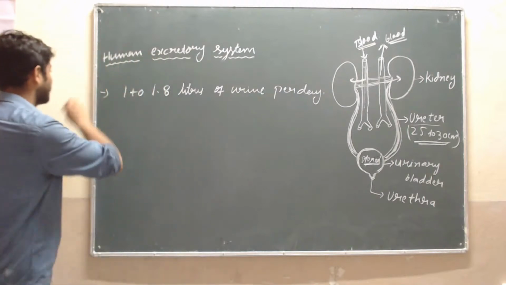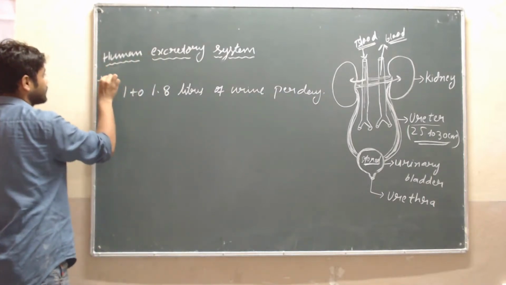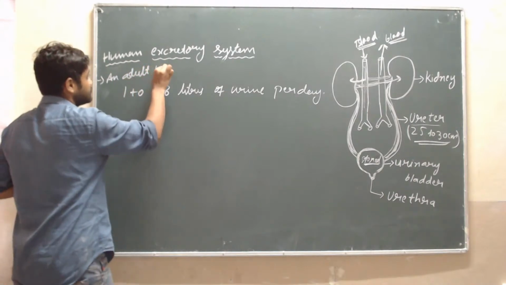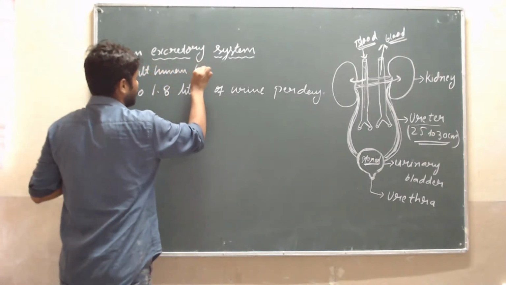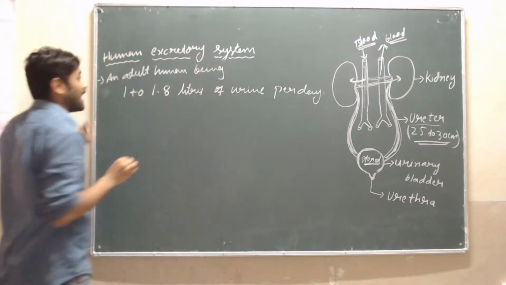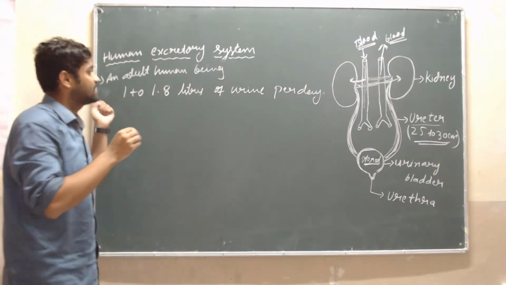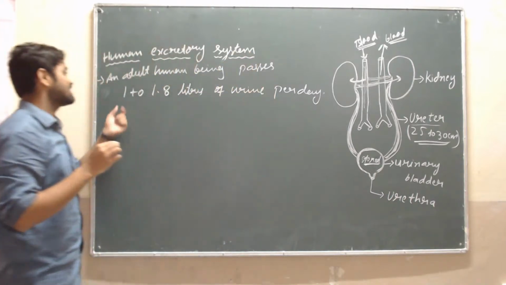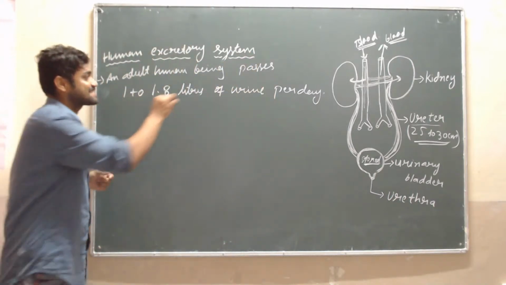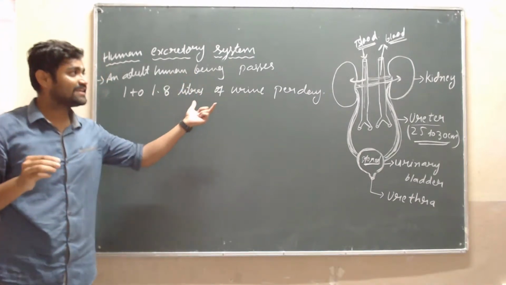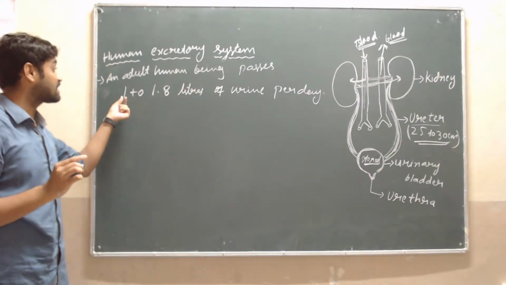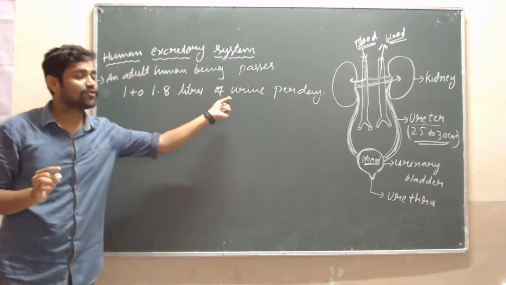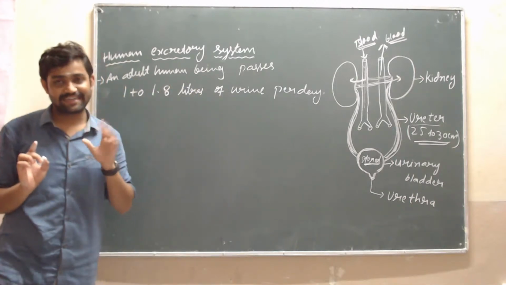An adult human being passes 1 to 1.8 liters of urine per day. ಒಂದು ದಿನಕ್ಕೆ ಏನು ಮಾಡ್ತಾನ್ರಿ 1 ಲೀಟರ್ ನಿಂದ 1.8 ಲೀಟರ್ ತನ ಯೂರಿನ್ ಪಾಸ್ ಮಾಡ್ತಾನೆ per day.